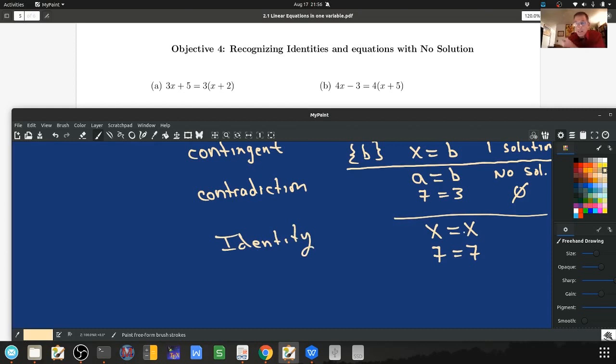X is equal to x. X is always identical with itself. 7 is identical with itself. Identity. If I say 7 is equal to 3, you just contradicted yourself. Contradiction. Contingent, some solutions work, others don't.